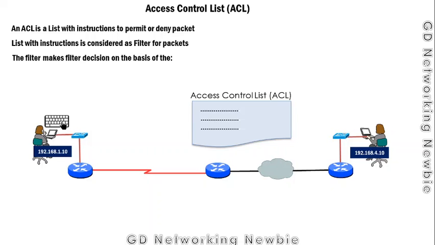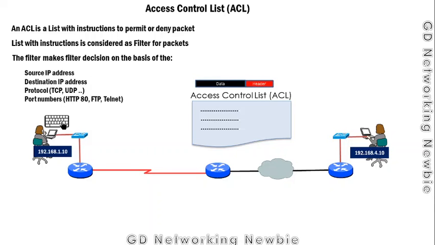The filtering decision, made by the filter or access control list, is on the basis of, for example, the source IP address, destination IP address, and protocol like TCP or UDP, SMTP. It also makes decisions on the basis of port numbers. For example, for HTTP we have port number 80, and the same way for FTP, Telnet.